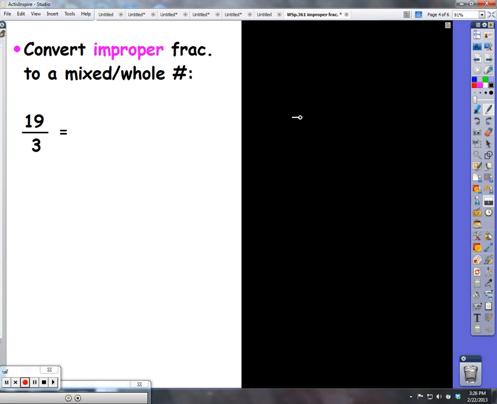So let's first look at how to convert an improper fraction to a mixed or a whole number. In order to do this, you read the fraction as a division problem. Remember, this is a divider bar. So read it from the top down. 19 divided by 3. And I'm going to work it out underneath. 19 divided by 3. 3 goes into 19 6 times. 6 times 3 is 18. Subtract 19 minus 18, you get 1. And we're finished with the problem.